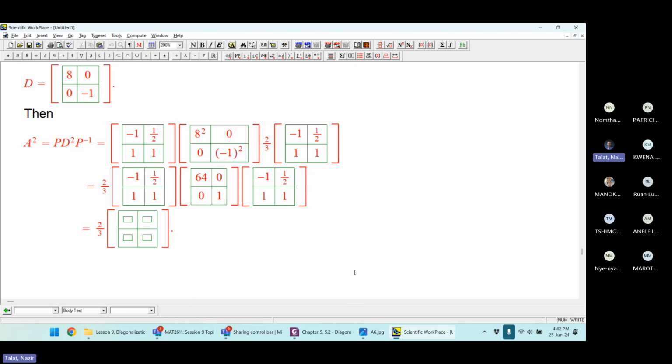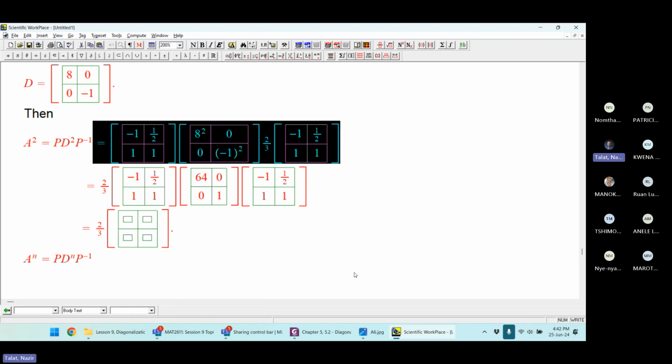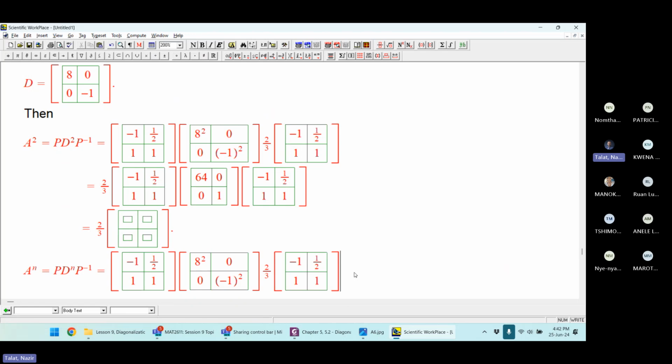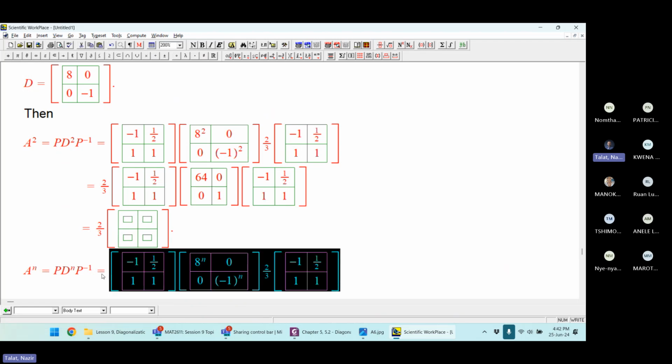Similarly, if you need to find A power n, then it is simply to take P, then D power n, and then P inverse, because it doesn't affect that power, and it's just writing the things in this way. So just take the power n, whatever the value of n, and then when you take its multiplication, this multiplication will give you the value of that.